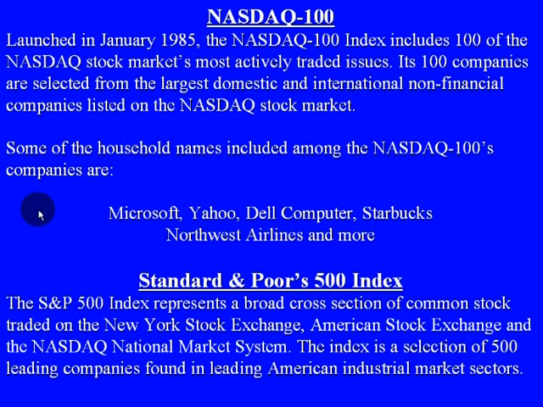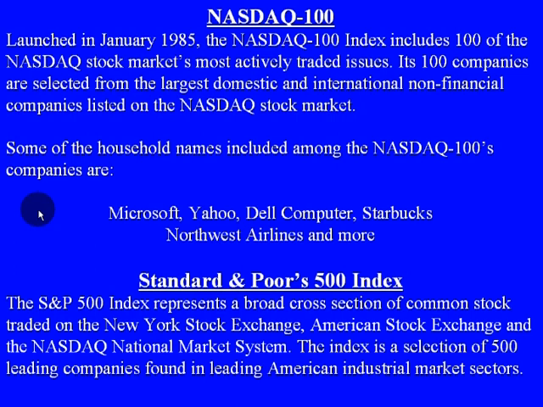Here's a brief look at these two indexes. The NASDAQ 100 was launched in 1985. The NASDAQ 100 index includes 100 of the NASDAQ stock market's most actively traded issues. Its 100 companies are selected from the largest domestic and international non-financial companies listed on the NASDAQ stock market. Some of the household names include Microsoft, Yahoo, Dell Computers, Starbucks, Northwest Airlines, and more.